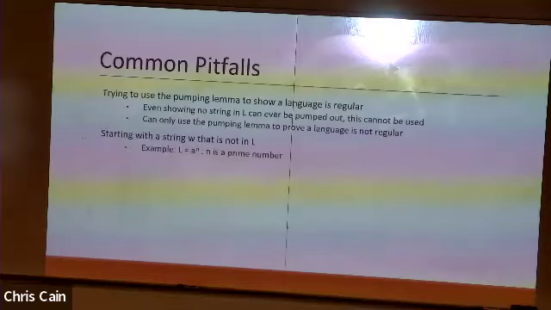So for instance, the language is a to the n such that n is a prime number. If you tried to say, given m, let W equal a to the m. Why can't we do that? Yeah, exactly. Player one might have chosen an M that's not prime. So you cannot assume that player one chose an M that is prime.